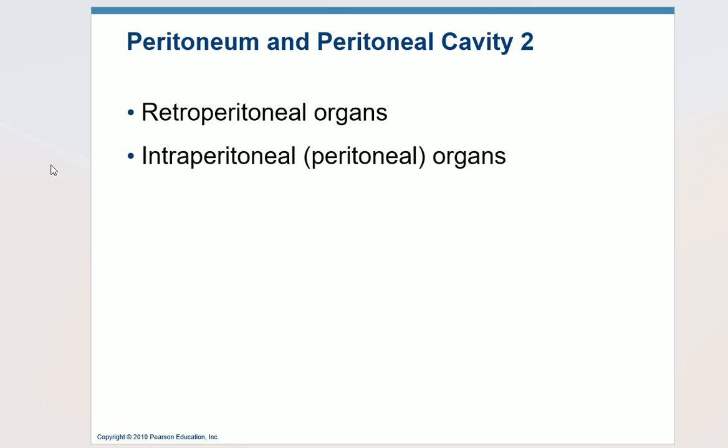And the kidneys are retroperitoneal. Everything else is intraperitoneal. We just call them peritoneal organs. And that's everything that's on the inside. So literally everything that we just looked at in slide 2 is a peritoneal organ.